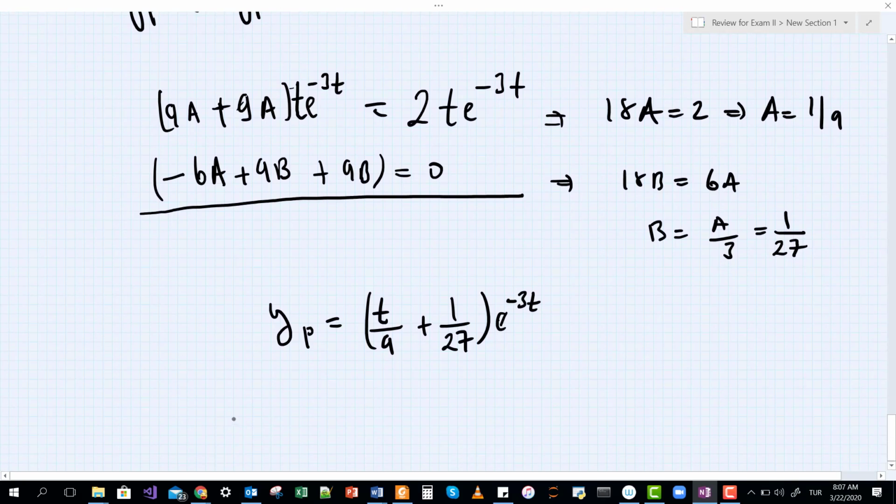And at the end of the question, I need to state yg is equal to yp plus yh, okay? I don't need to write one more time since you already found them out, but if you want, of course, you can go ahead and add them at the end of the question.